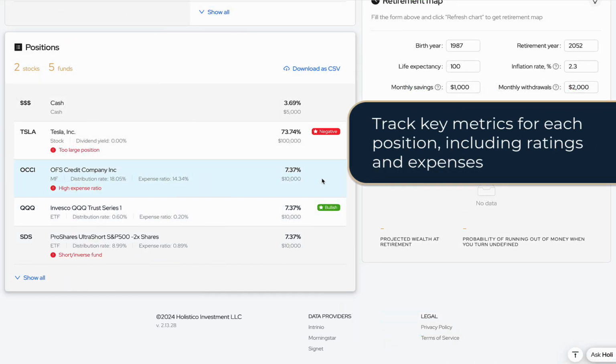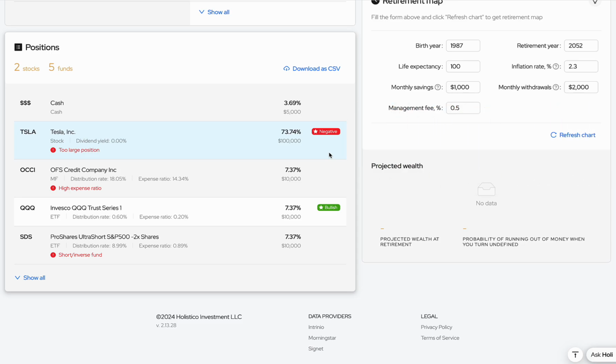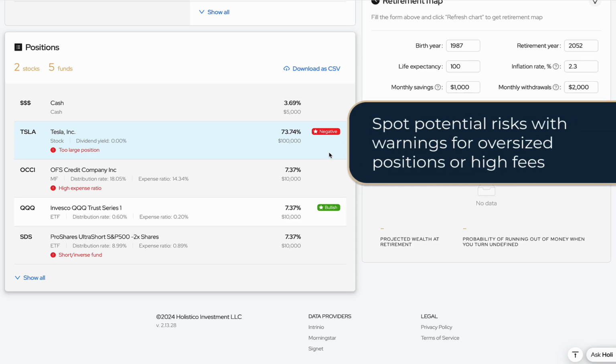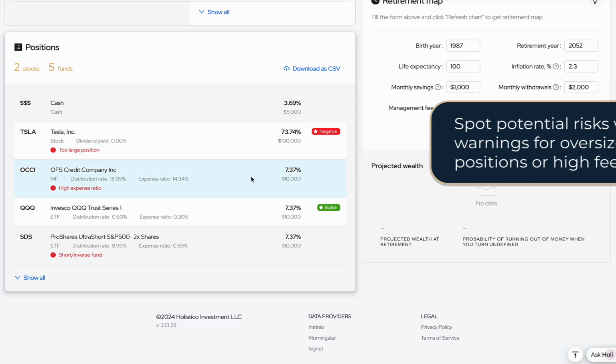Holistico provides a detailed view of your portfolio positions. See key metrics like distribution rates, expense ratios, and ratings for stocks and ETFs. Warnings highlight potential issues, such as oversized positions or high expense ratios, so you can take action.